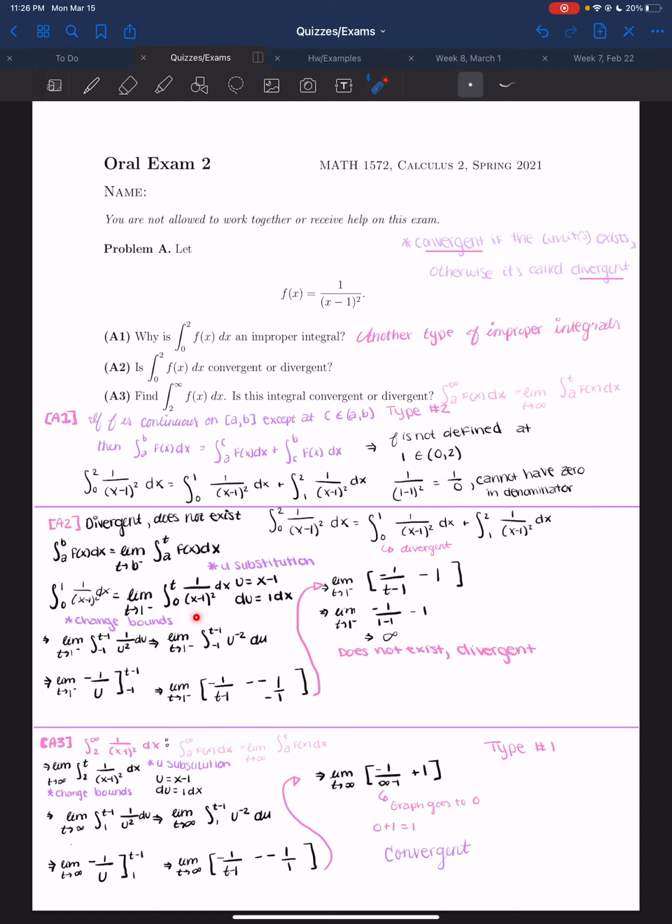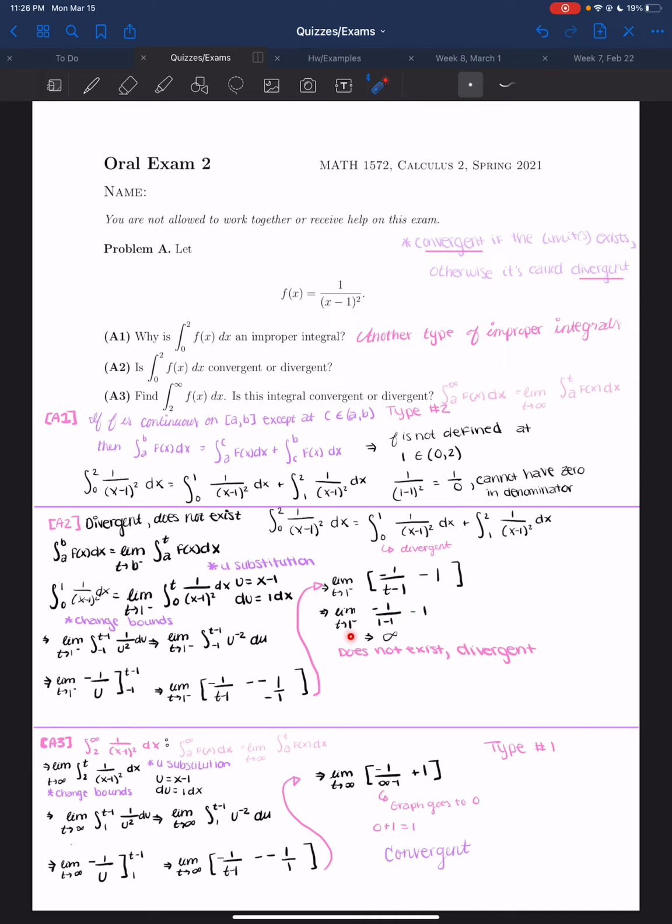And since we did u substitution, we're going to change our bounds, and to do that we're going to plug these bounds into x minus 1. So t minus 1 is our upper, and 0 minus 1 is just negative 1 for our lower. And so we will plug in u for x minus 1, so we'll have 1 over u squared, and then we're just going to rewrite it, and then plug in our new bounds here.